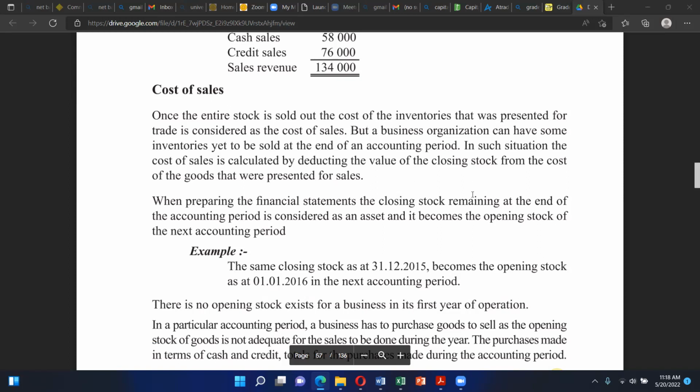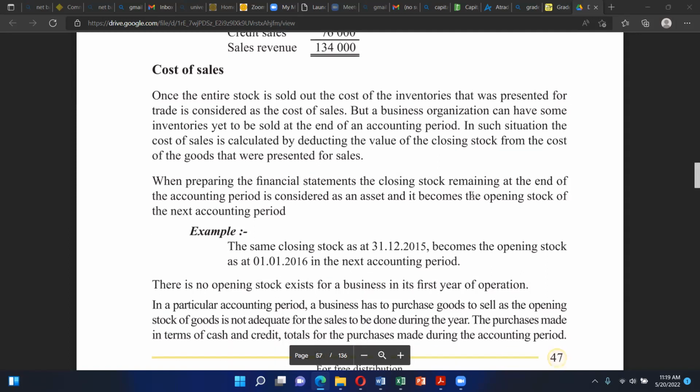When preparing the financial statements, the closing stock remaining at the end of the accounting period is considered as an asset, and it becomes the opening stock of the next accounting period. For example, the closing stock as at 31st December 2015 becomes the opening stock as at 1st January 2016, the next accounting period. There is no opening stock for a business in its first year of operation.